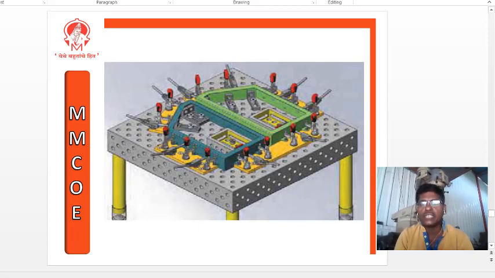A similar modular fixture is used for a number of different types of fixtures. Using the same modular fixture, we can build a different type of jig or a different type of fixture by using the same plates.